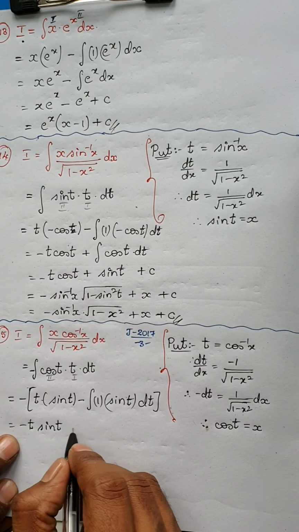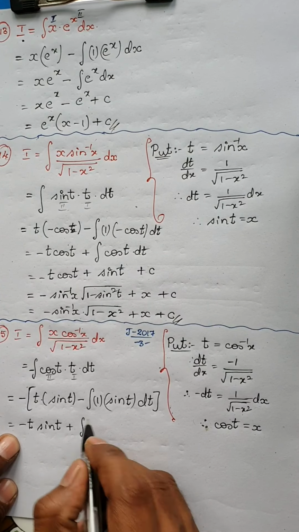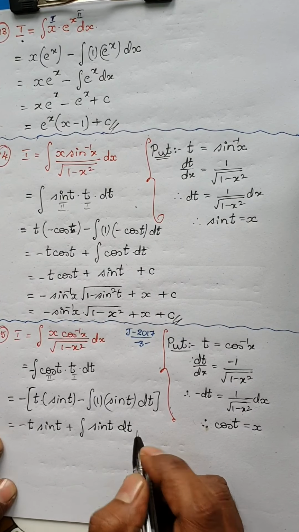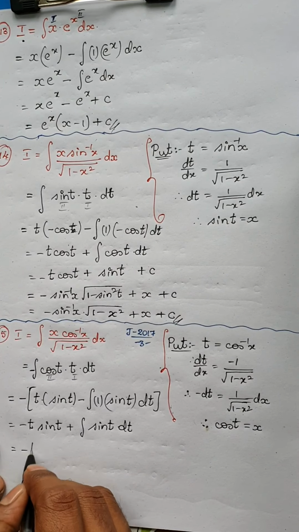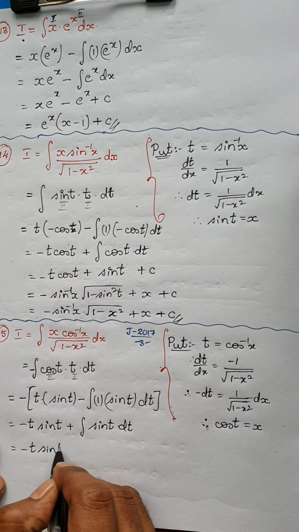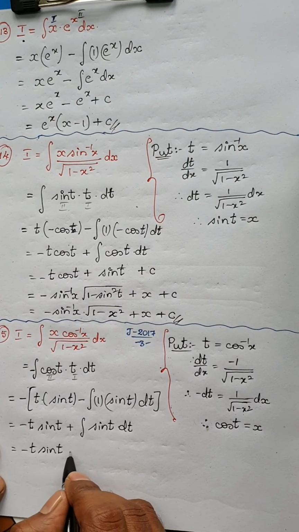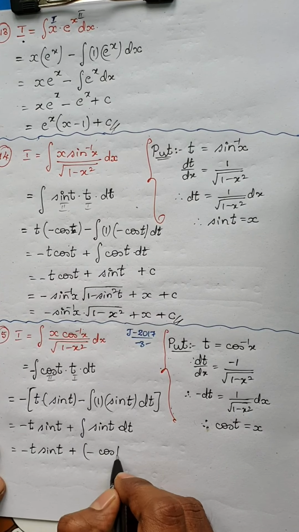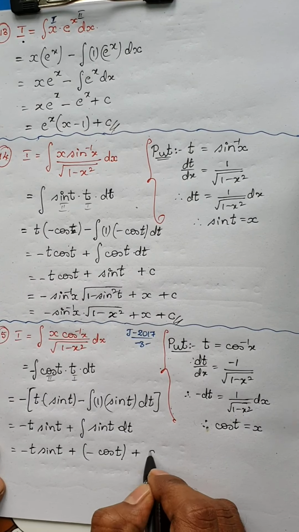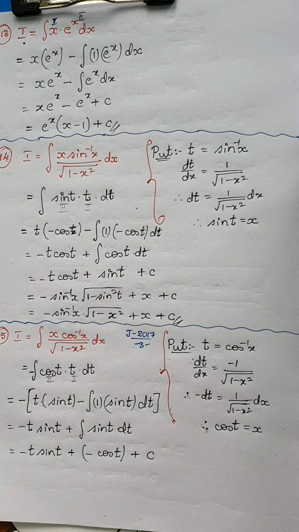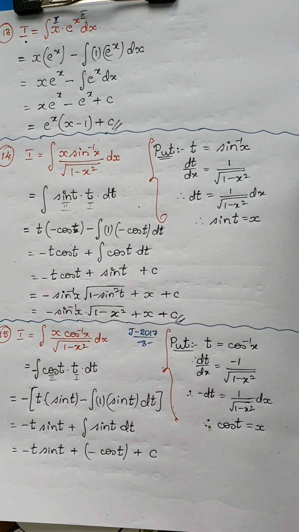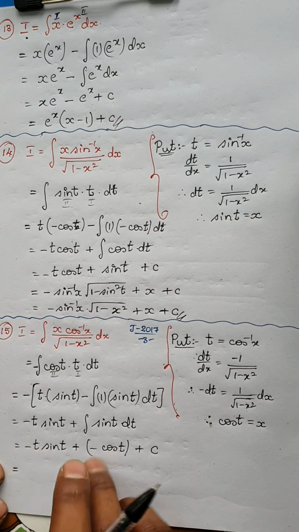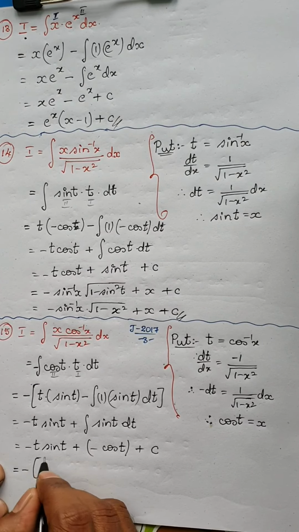Now minus of minus becomes plus, integral of sin t dt. So this is nothing but minus t sin t, now plus, what is the integral of sin t? We all know the integral of sin t is minus cos t plus c, which is the constant of integration, right? So further simplifying it into simplified form, both the terms have minus. I'm going to keep minus outside.